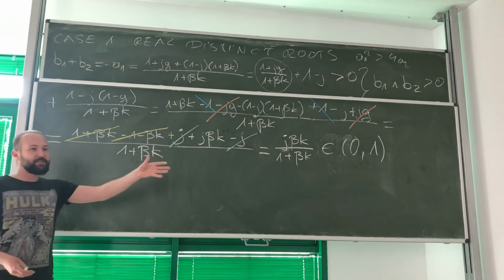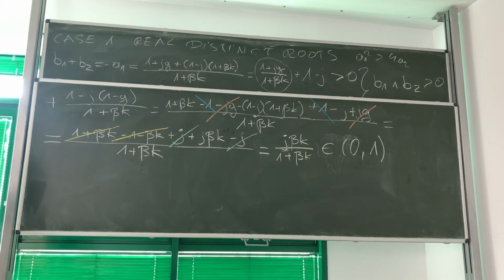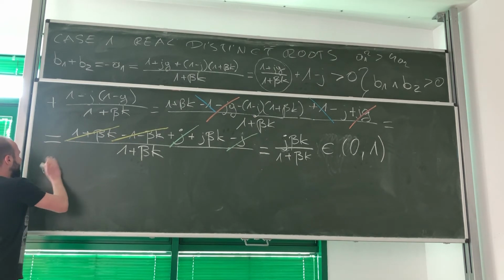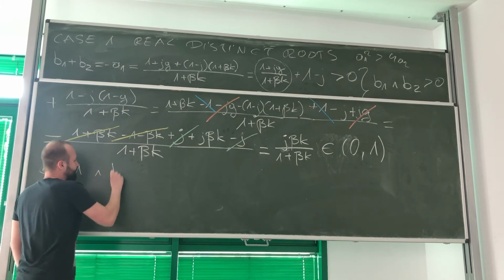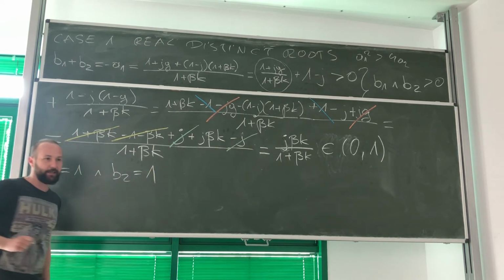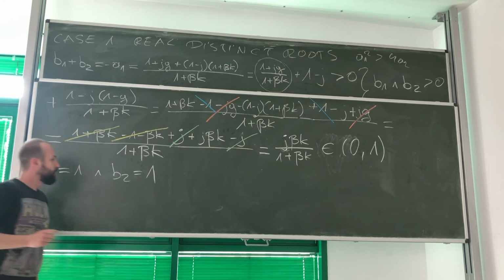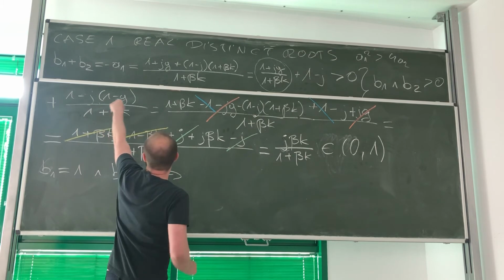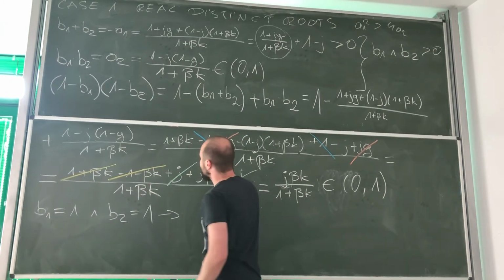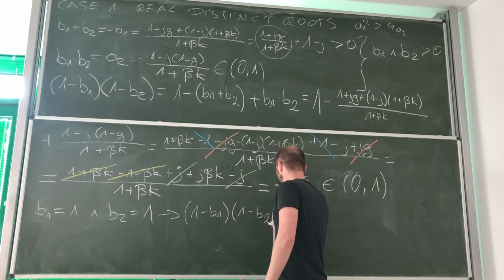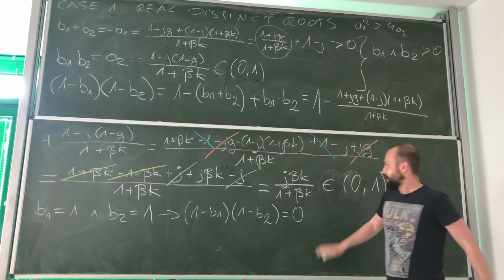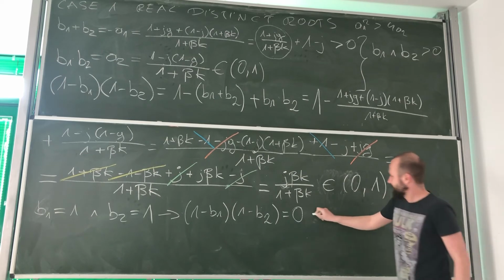Okay, now let's consider the cases we don't want. If we would have a situation that B1 is equal to exactly 1 and B2 is equal to exactly 1, we would have that our expression 1 minus B1 times 1 minus B2 would be equal to 0. However, this is impossible.